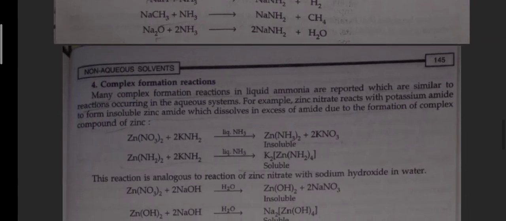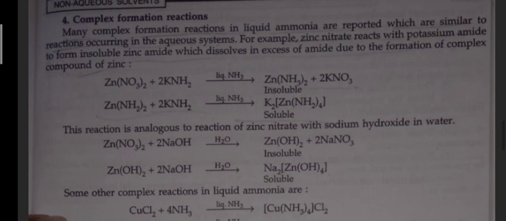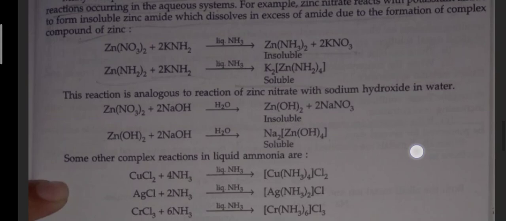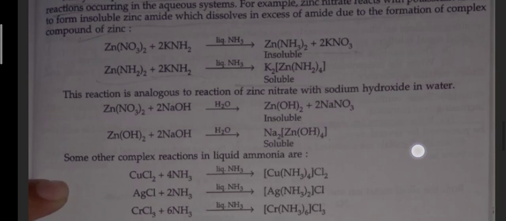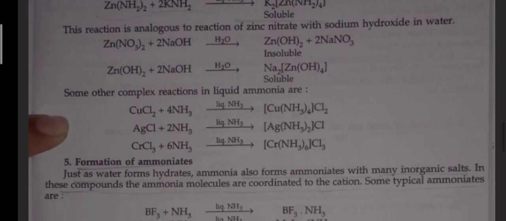Okay, so now the fourth reaction of liquid ammonia is complex formation reaction. Many complex formation reactions in liquid ammonia are reported which are similar to reactions occurring in the aqueous system. For example, zinc nitrate reacts with potassium amide to form insoluble zinc amide, which dissolves in excess of amide due to formation of a complex compound of zinc. These are the reactions. This reaction is analogous to the reaction of zinc nitrate with sodium hydroxide in water. These are some other complex reactions in liquid ammonia.